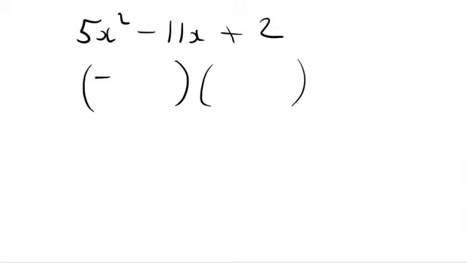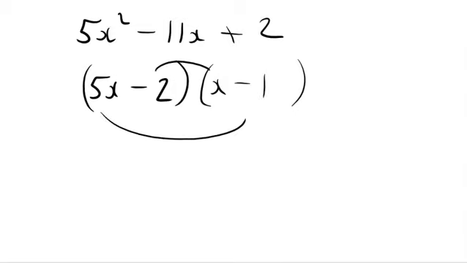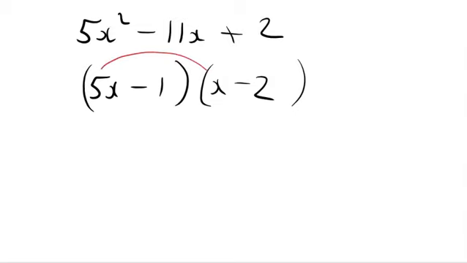So 2 brackets, 5x and x, no choice there, both minus signs to get a plus at the end and a minus here. And then for 2, it has to be either 1, 2 or 2, 1. Well, 2, 1 isn't going to work because I'm going to have minus 5x minus 2x is minus 7x. That's no good. Therefore, it has to be 1 and 2. And if we check now, it works. 5x times x, 5x squared, minus 10x minus 1x is the correct center term. And then the last one is plus 2.